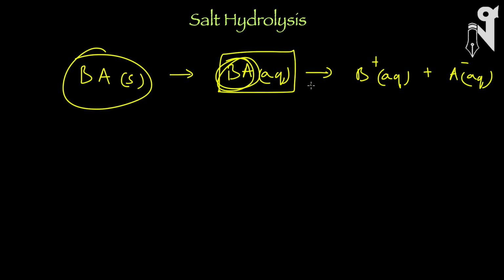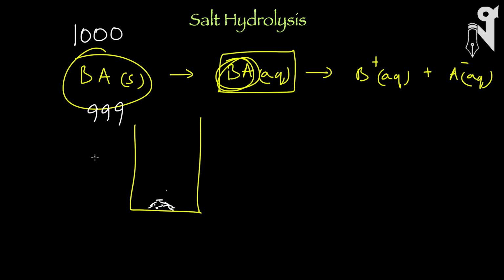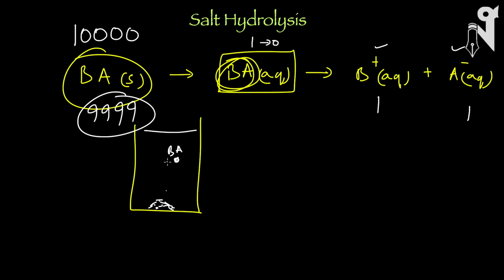So what I'm trying to say is, in a beaker, you may have a salt which doesn't dissolve, or only part of it dissolves. Out of 1,000 of it, say 999 remain, or out of 10,000, 9,999 remain, and one dissolves. Then that one doesn't exist as BA. This becomes zero, and this is what exists: one of this, and 999 of solid will remain. But there is no molecule of BA floating in water. There's water and you don't have a BA molecule floating. I hope that is clear.